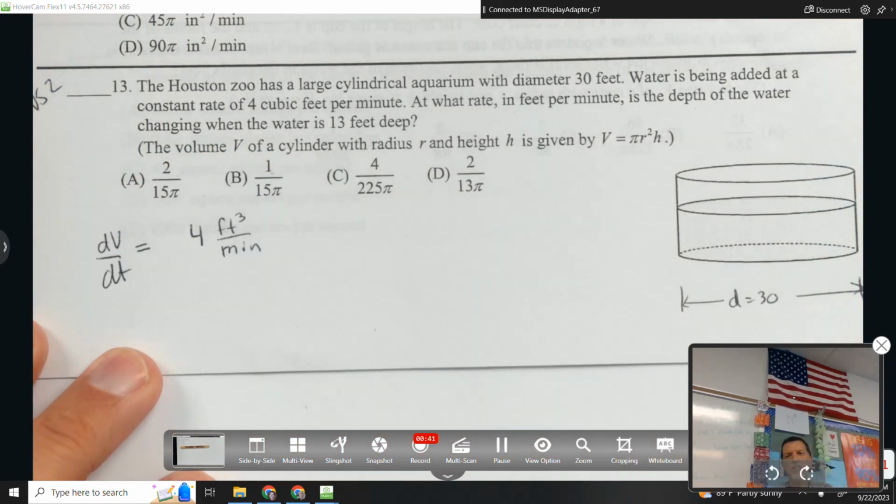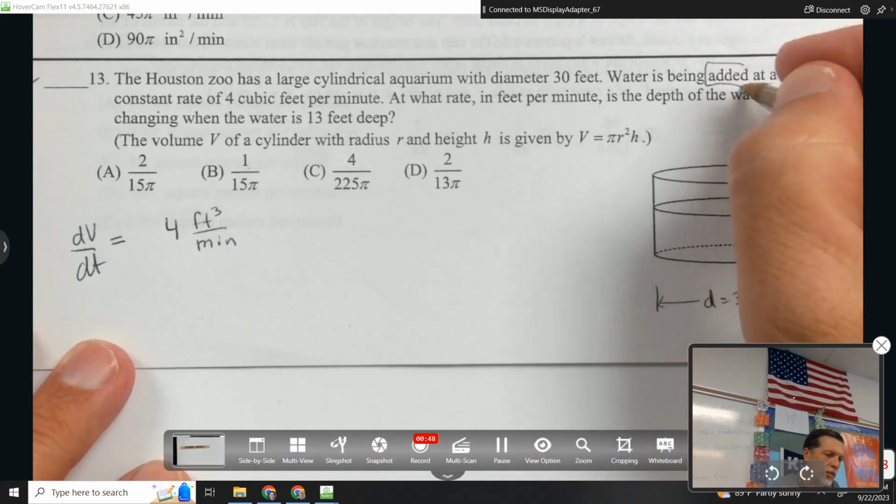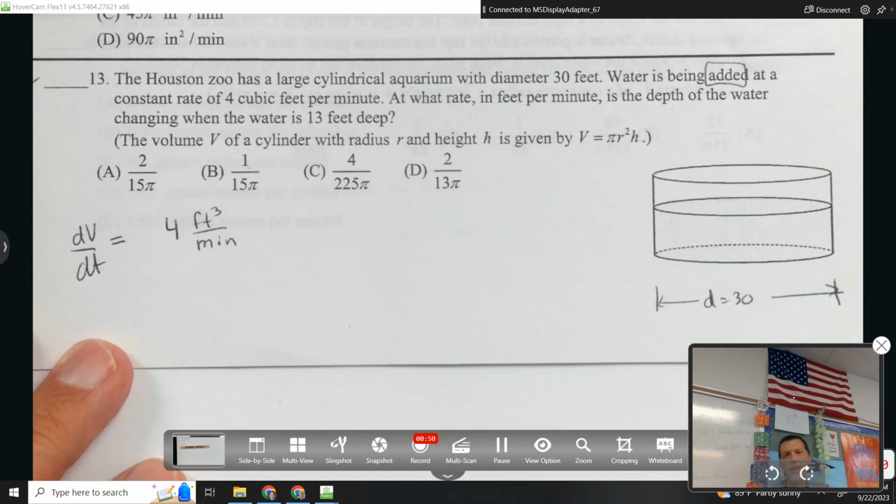Is it positive or negative? Positive. Why is it positive? Because it's filling up. We're adding it. So again, you got to be careful with signs. They will almost never tell you negative. You'll have to read the problem to get whether something's leaking or going down or whatever for a negative.